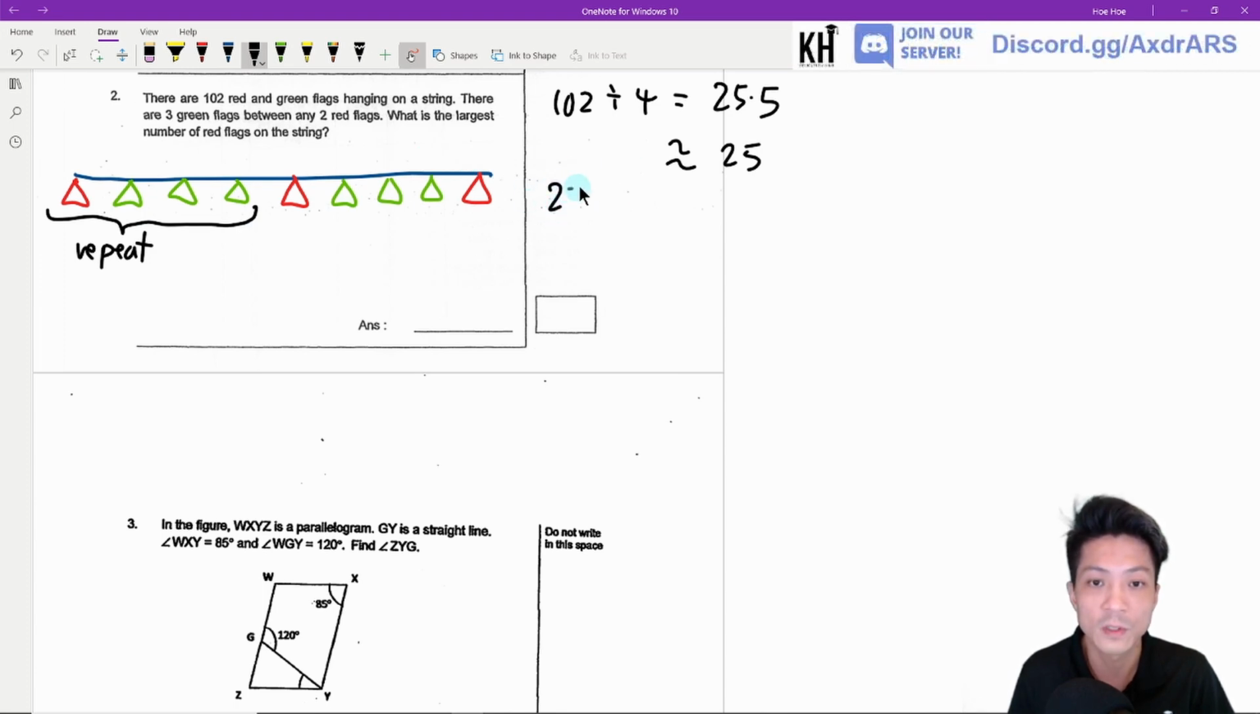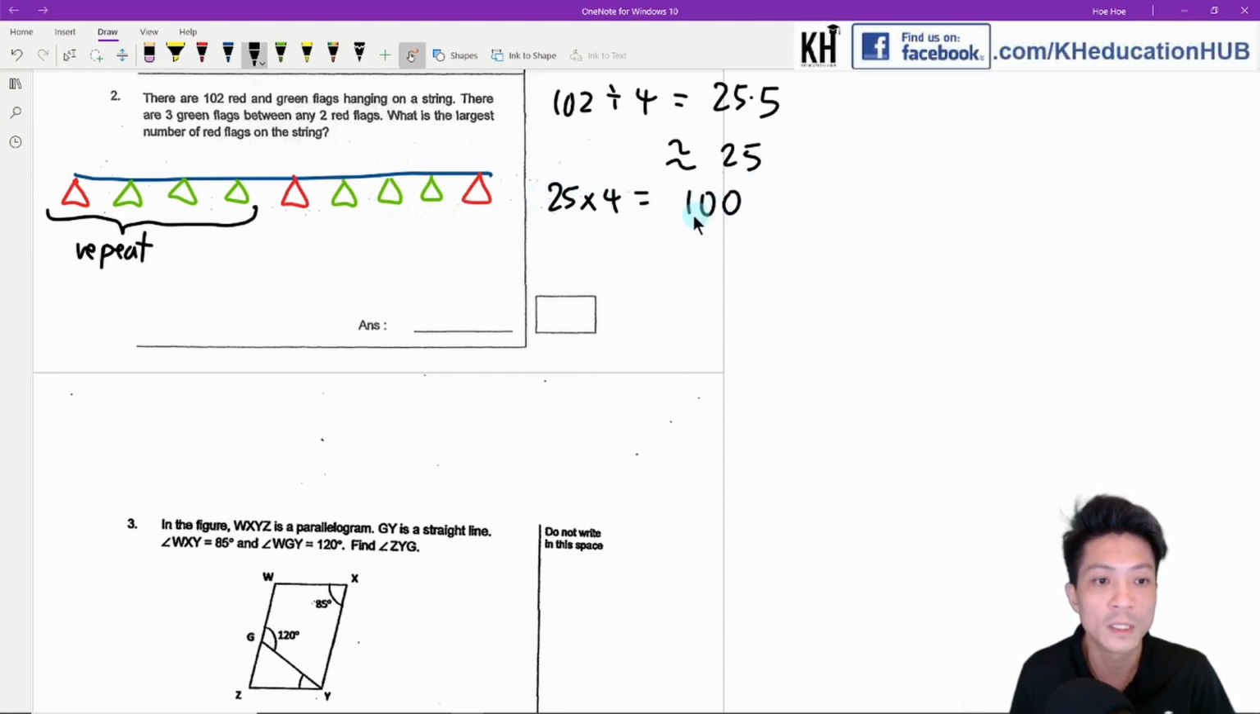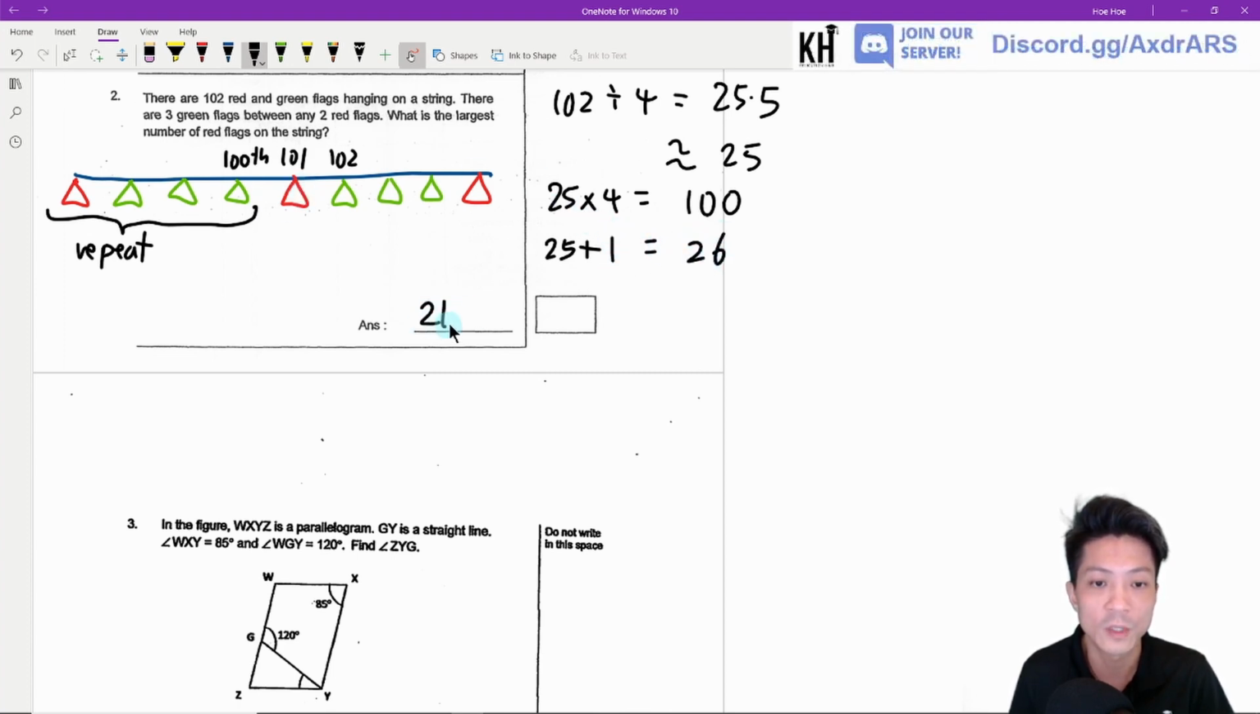But if I were to use 25 times 4, it's gonna give me 100 flags. It means that by the number 100 flag, it is a green one. So I'm gonna write down 100, and then 101, and then 102. What's the largest number of red flags on the string? For every group there'll be one red flag. So there will be 25 red flags, and I need to plus one more. It's gonna give me 26 red flags.